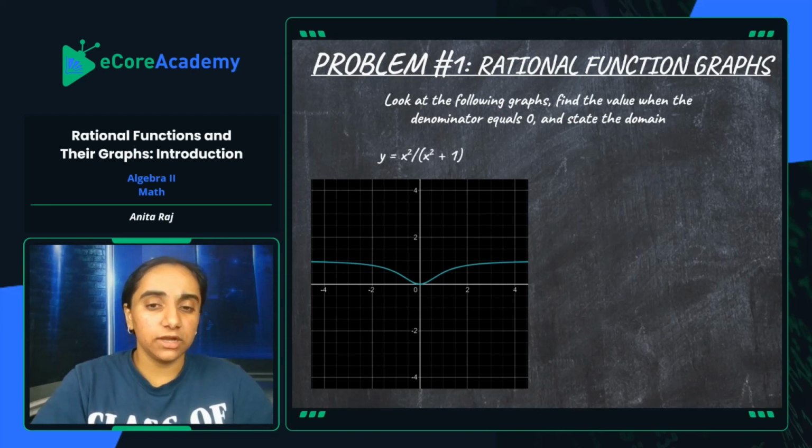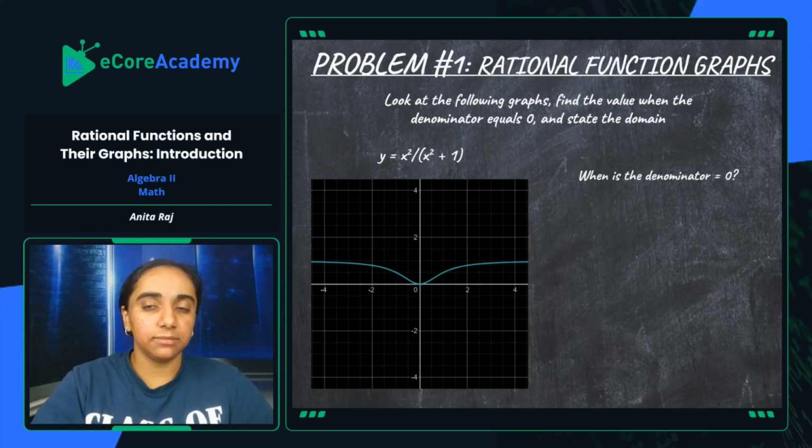So we've been given the equation of this rational function. It is y equals x squared divided by the expression x squared plus 1. And as you can see on the screen, I kind of blew up the image, but that is how this function looks when it is graphed on a coordinate plane. So when is the denominator equal to 0?